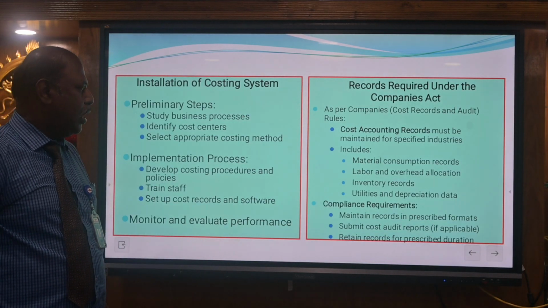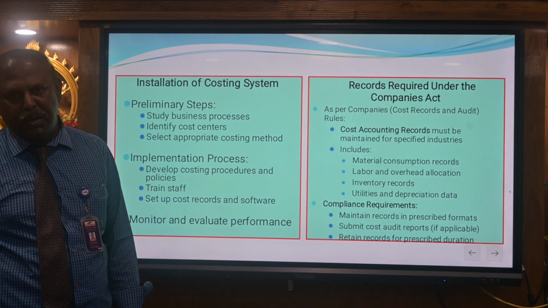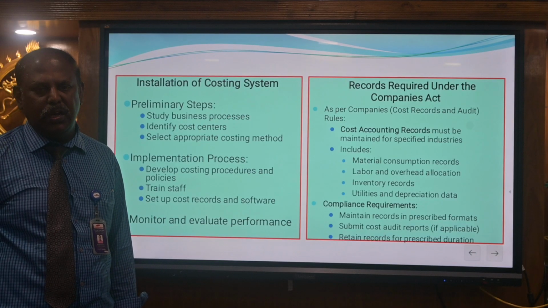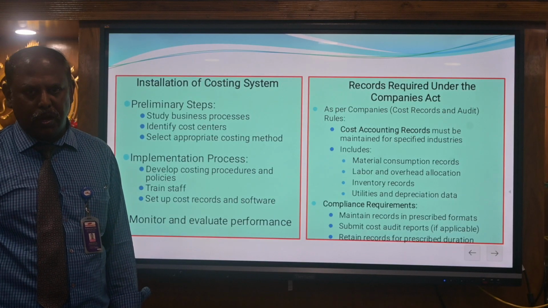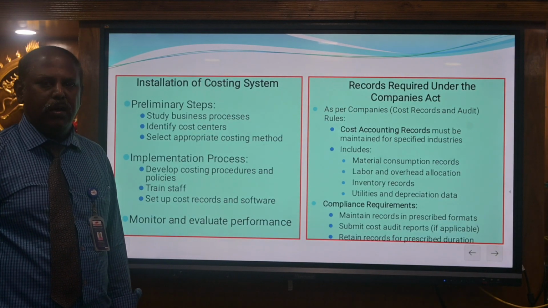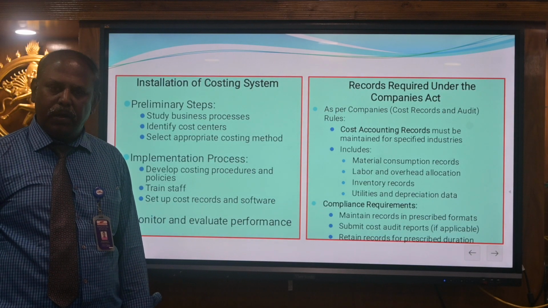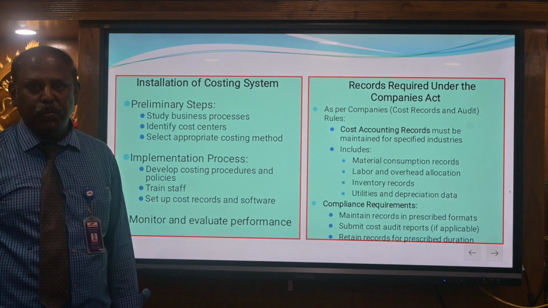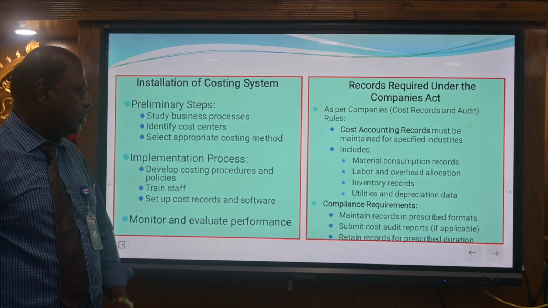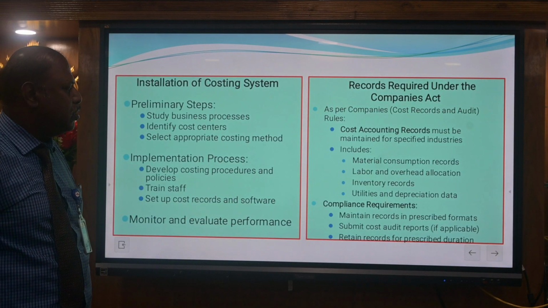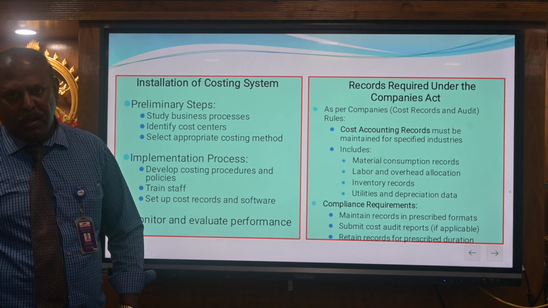Another part is inventory records, because inventory is an essential element in the costing records. Based on the inventory, we can start our manufacturing process. So we need inventory records for how many units or materials we have, and how much material we have to maintain for a period. Another one is utilities and depreciation data, which is the main purpose of the machines used in costing records.